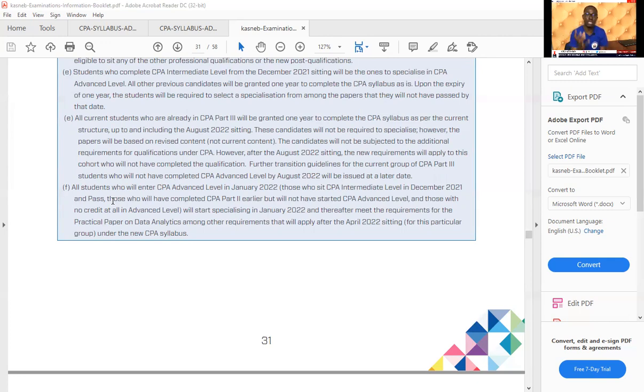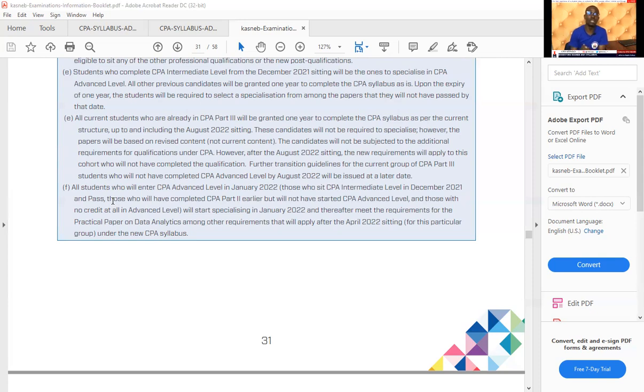No, you'll not be subject to specialization, but you are going to do these units that have been retained in advanced level, which were there on the current syllabus. And in this case, we're talking about leadership. You'll find that it has substituted SG. We'll also be talking about advanced financial management, advanced financial reporting and analysis, and advanced taxation.